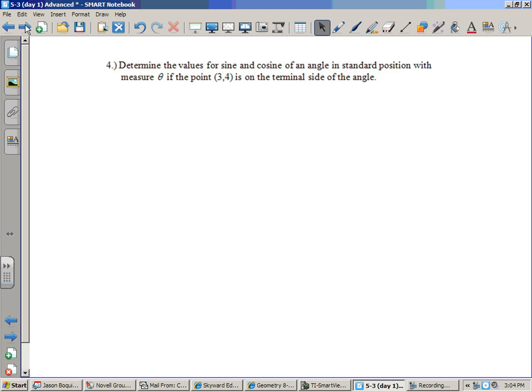All right. Here's where the interesting stuff begins. Determine the values for sine and cosine of an angle in standard position. Standard position, remember, is that positive x-axis on the unit circle, with measure theta. Again, that's just saying the angle is theta, if the point 3, 4 is on the terminal side. So 3, 4 is where it ends.